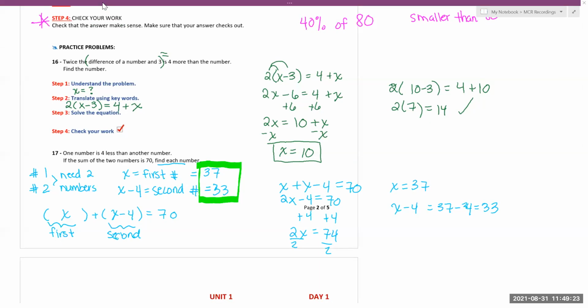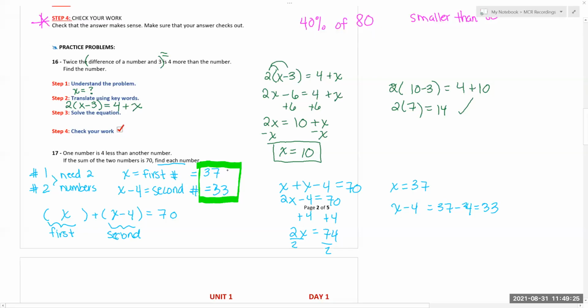Okay, now I should be able to check that. One really is 4 less than the other. And then 33 plus 37 is 70. So I'm good to go there. So that one does check out. That was the answer.